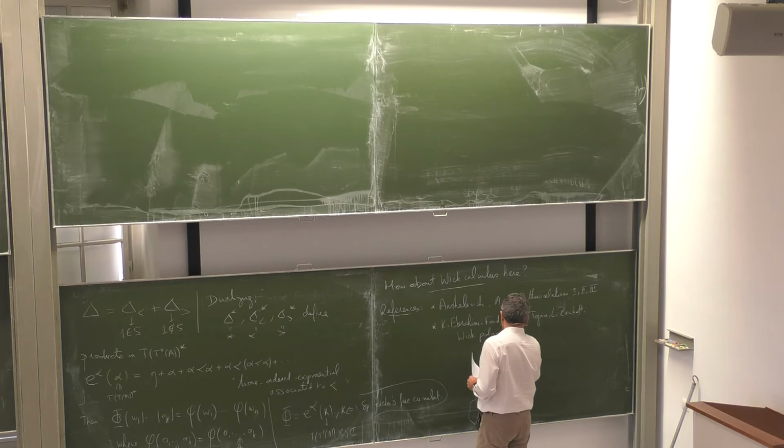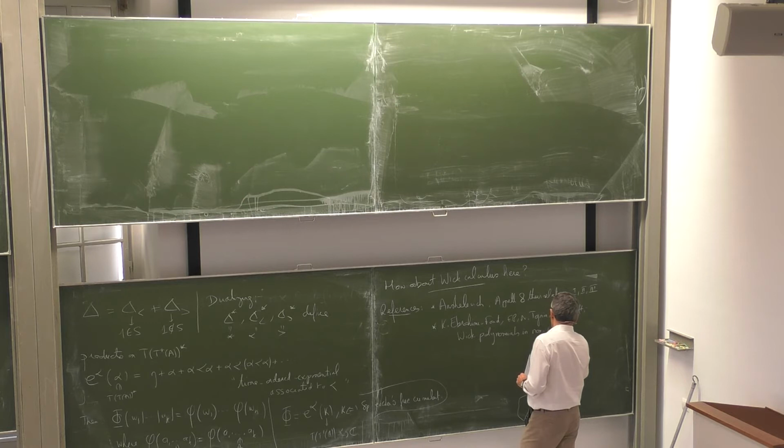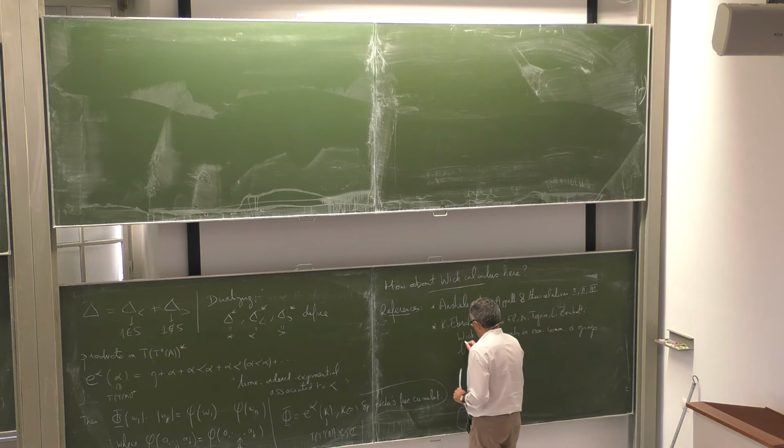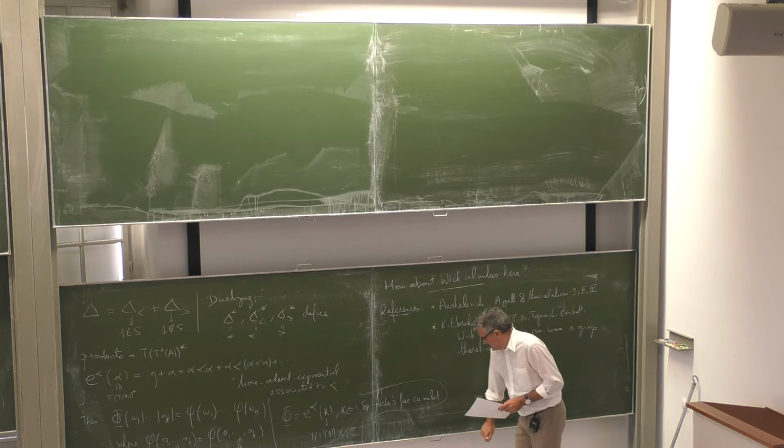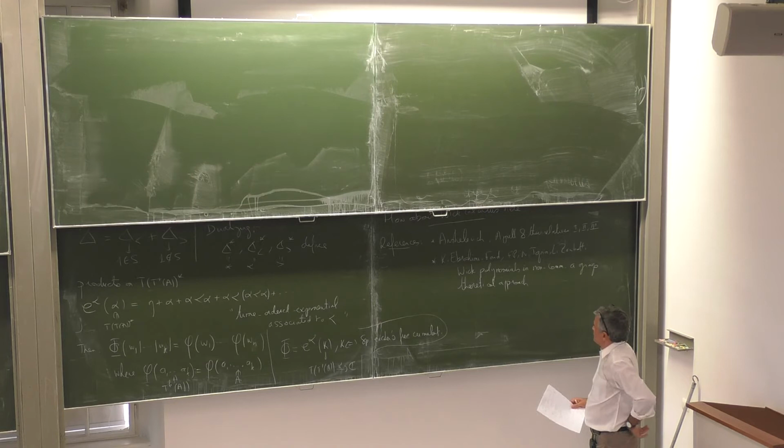in non-commutative probability, a group theoretical approach. And it's online, so you can find it on arXiv, but it's going to be published soon.